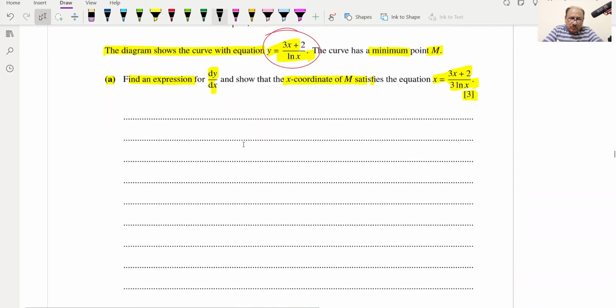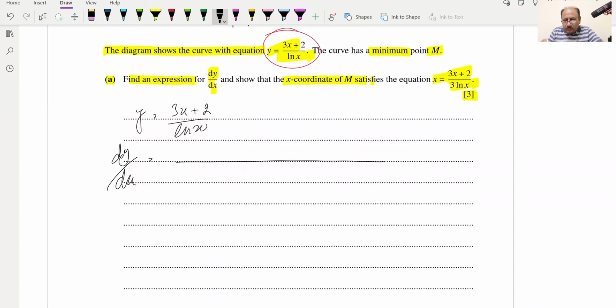So y is equal to this one, we can use this equation, y is equal to 3x plus 2 over log x, and we can take the derivative dy by dx. This is our task. So using the u over v formula, the denominator log x will be squared, and log x as it is, and the derivative of this numerator, this one will be 3, so 3 in brackets, and minus this 3x plus 2 as it is, and the derivative of log x, which is 1 over x.